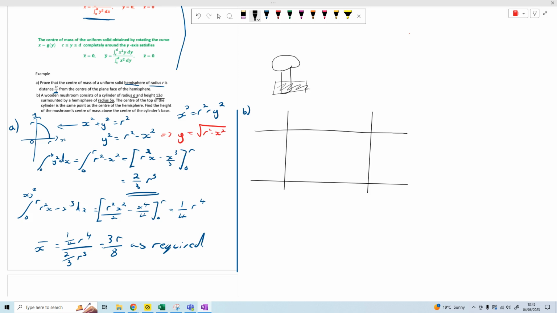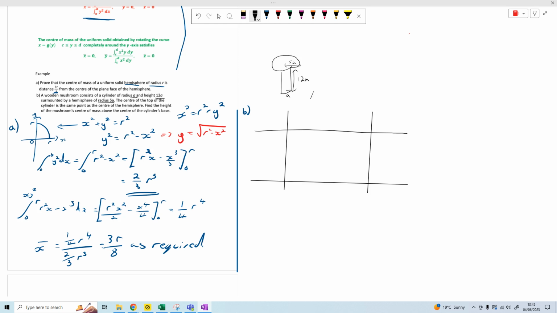Okay, I'm going to get rid of it so you can see my writing a bit more clearly. That's better. Okay, so let's label some things on. So first of all, the hemisphere has a radius of 5a. This has a radius of a and it has a height of 12a. Now there's nothing saying about the densities being any different to each other or anything like that. So I'm just going to go with the standard.